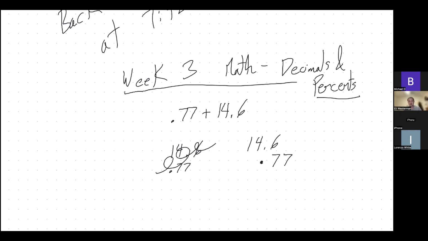Now we can add a 0 after the 6, because the zeros just continue on endlessly after the decimal. And then we can add. So we have 7, we have 13, bring up a 1, we have 5, 15. So 15.37 is the answer. That's pretty simple, right? That's not the worst thing you've had to do in your life.